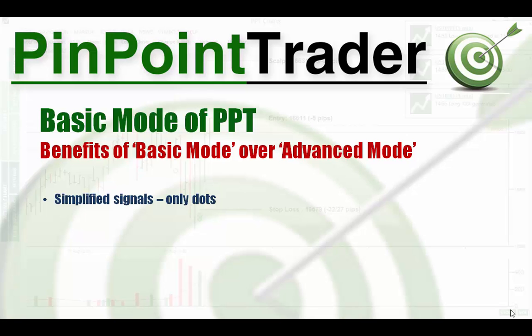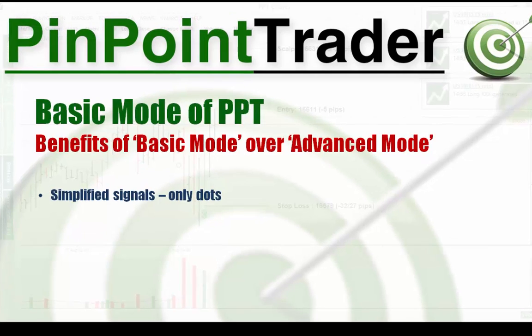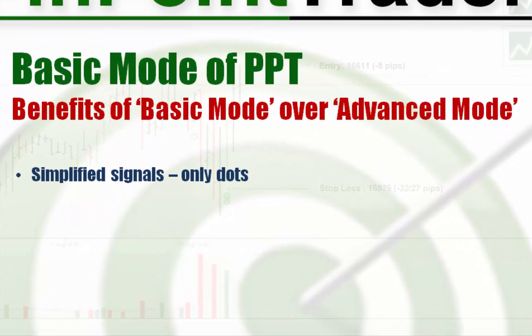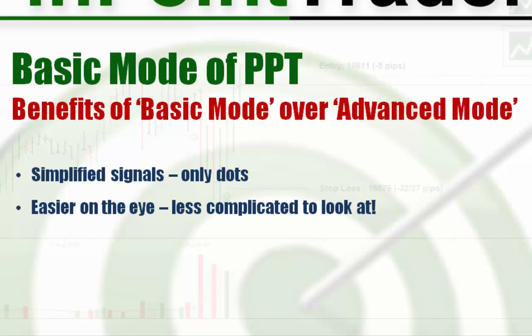The first and fundamental reason is that there are not multiple indicators on the chart, and this includes the signals as well, whereas in the advanced version we've got triple X's and PTIs and all sorts of other variations of signals. In the basic mode, all you get is a dot. We've consolidated all of these out of the advanced version and distilled them down into just red and green dots in the basic version. It therefore makes it easier on the eye. It's less complicated to look at.